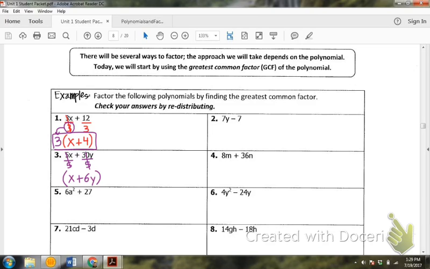Braxton, is this answer going to get full credit that I have written up there? No. Why not? They didn't have the 5. You have to have the 5 on the outside. It's an absolute must.